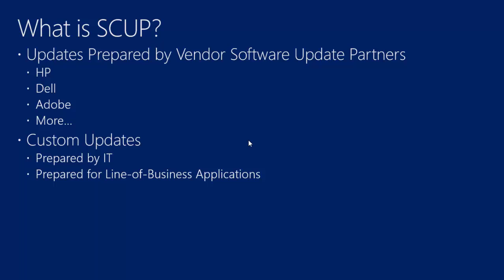SCUP really is an application that enables management of third-party updates in two big, broad categories. First would be updates that are prepared by vendors, software update partners, if you will, and would include folks like HP, Dell, Adobe, there's Fujitsu in there, and more, right? So these would be catalogs that the vendor themselves maintains. The vendor themselves will publish into SCUP, and then you can take advantage of the work that they've done and just simply select which updates you care about to publish into your environment and to deploy into your environment, right?